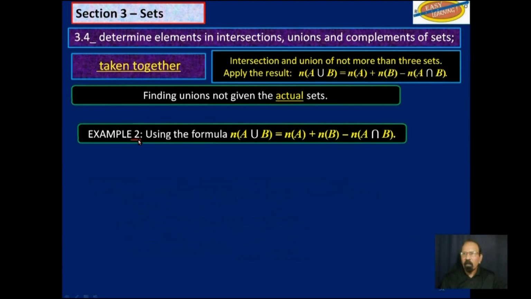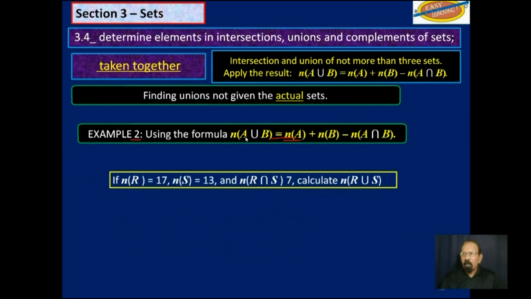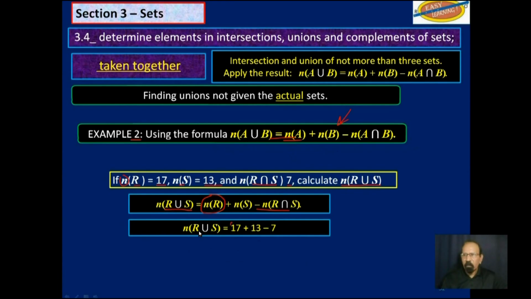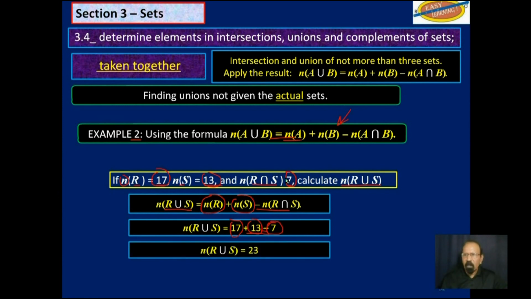Example 2, using this formula again, if you know that the cardinality of the set R is 17, and of S is 13, and of R intersection S is 7, find the number of elements in R union S. So we take our formula that we have up here, we substitute n of R, which is 17, which is this, plus n of S, which is 13, which is that, and then we subtract from that n of R intersection S, which is 7, and so the answer to that is 23.